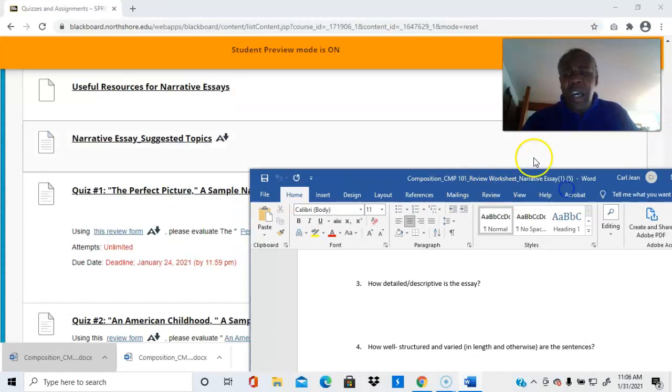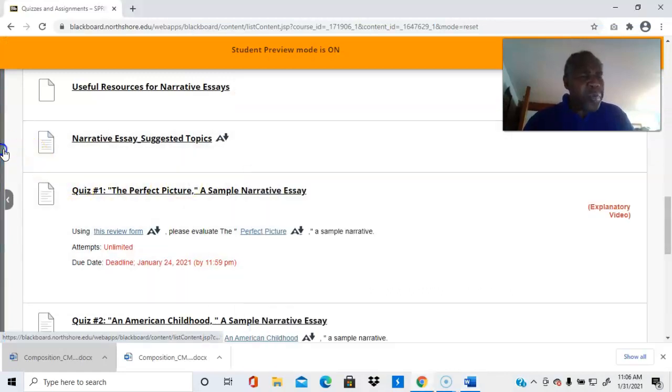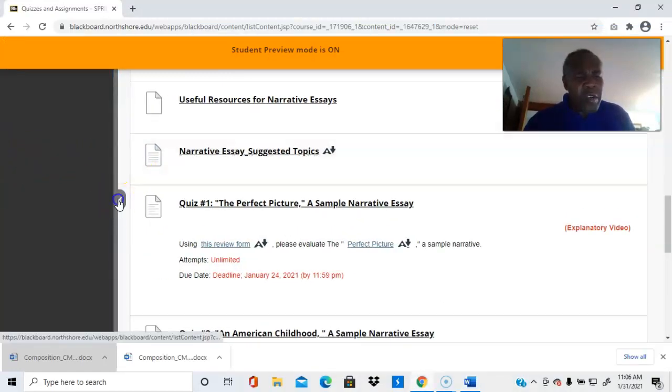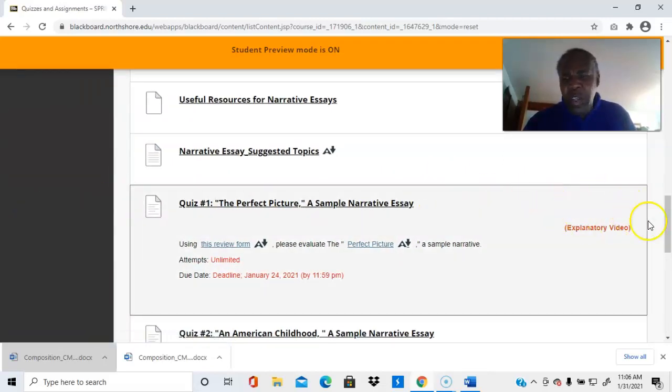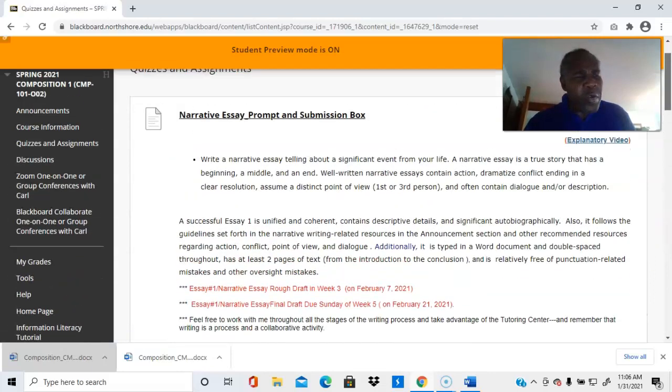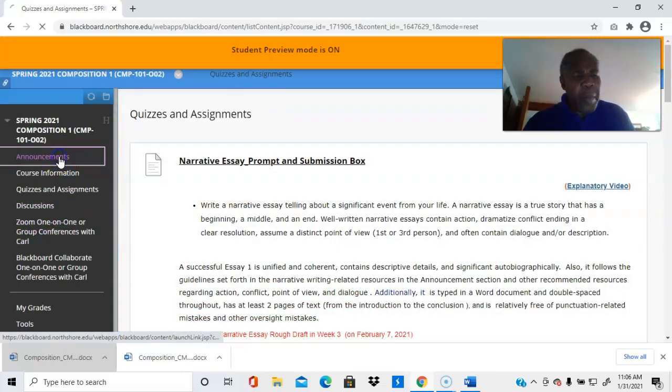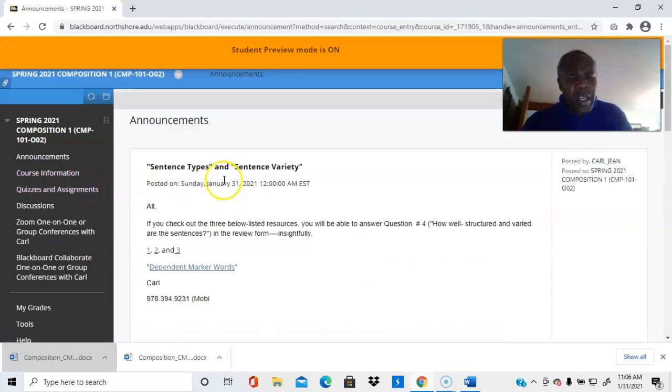Is to go here. If you go to the announcement section, you're able to see a group. You're able to see some resources that I have for you that explain different types of sentences. Right here. 1, 2, 3 resources that will help you understand techniques professional writers use to diversify the sentences.